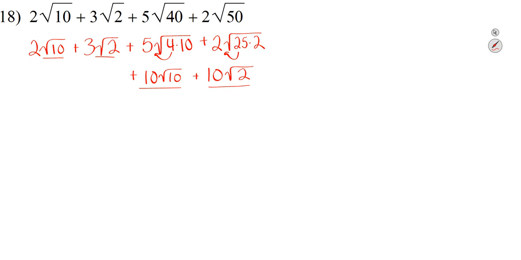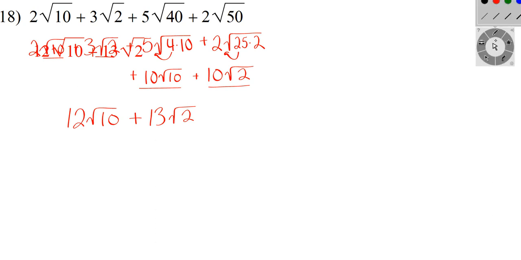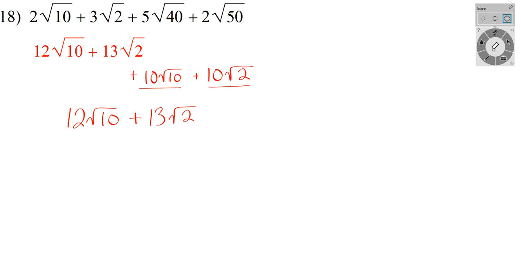Now we just combine like radicals. So 2 square root of 10 plus 10 square roots of 10 is 12 square roots of 10. And then 3 square root of 2 plus 10 square root of 2 is 13 square root of 2. And that one also is as simple as we can get it. Let me erase that. I thought I was going to. And you see we figured it out.